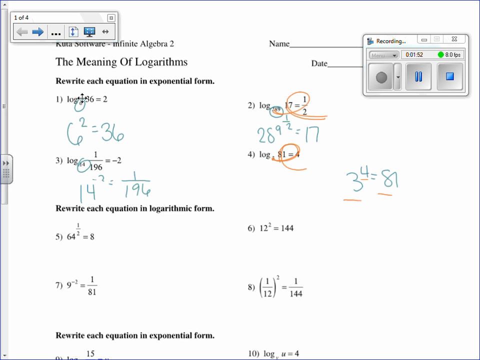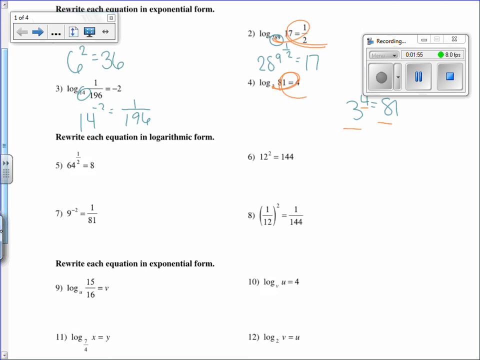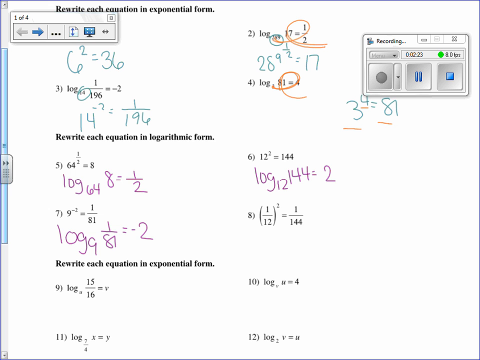Moving down, now we were given an exponential. We needed to rewrite it as a logarithm. So this is going to stay with the 64 as our base, and then the 8 and the 1/2 switch. So this is log base 64 of 8 equals 1/2. Base stays on the bottom, so the 12 is going to stay on bottom, and the 144 and the 2 switch. Base stays on bottom, so log base 9 of 1 over 81 equals -2. And then this is going to be the log base 1/12 of 1 over 144 is equal to 2.